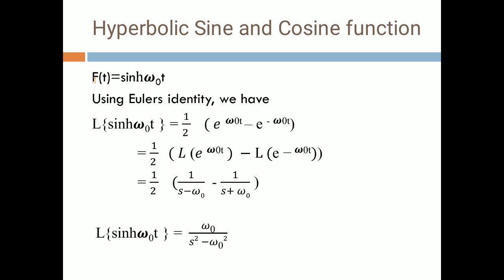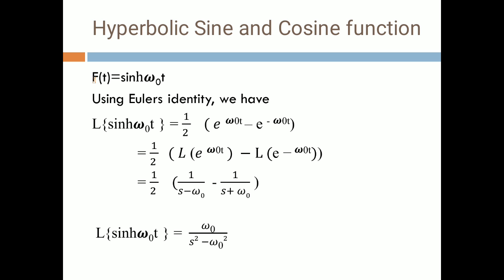So f(t) is equal to sinh(ω0 t). h is for hyperbolic sine function. So f(t) is equal to sinh(ω0 t). Again, we are going to use Euler's identity here, same as the Laplace transform of sine function.